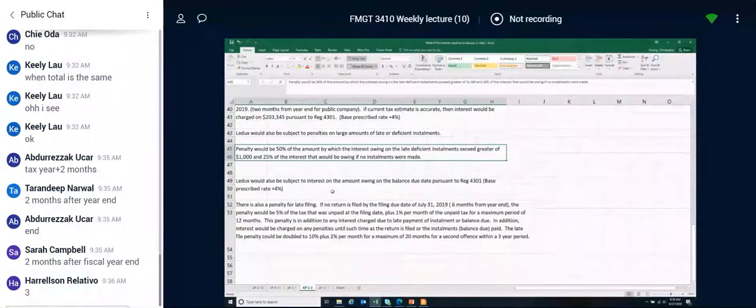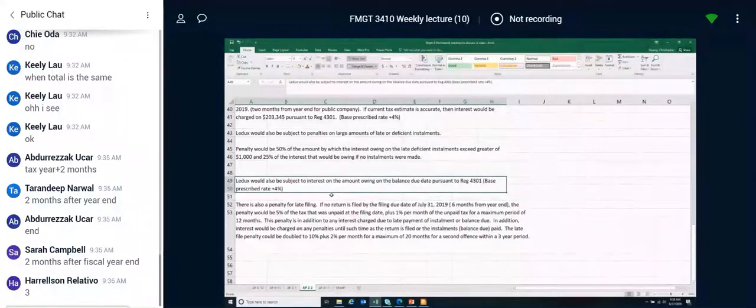In terms of the balance due date, if Ladue continues to not have paid taxes, now they're going to subject you to interest on the entire balance owing, using a rate of prescribed rate plus 4. So for every day after March 31st that you have not paid your balance due, you're going to have interest applied at the prescribed rate plus 4%.